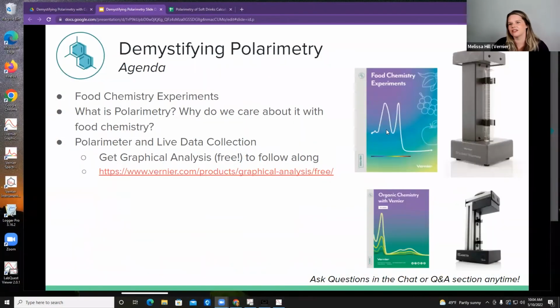All right, let's get into it. So, demystifying polarimetry. First, we're going to talk a lot about the food chemistry experiments.